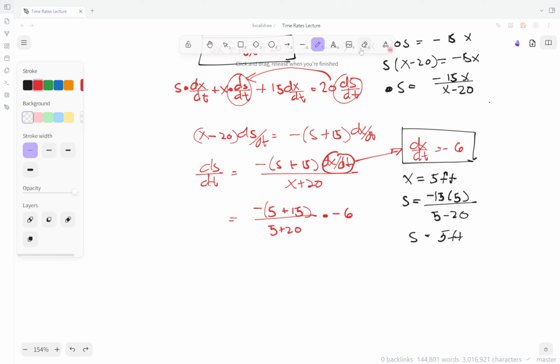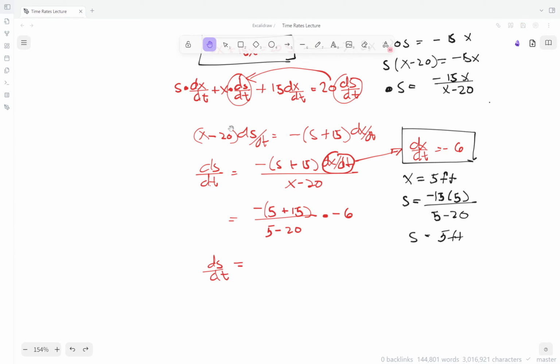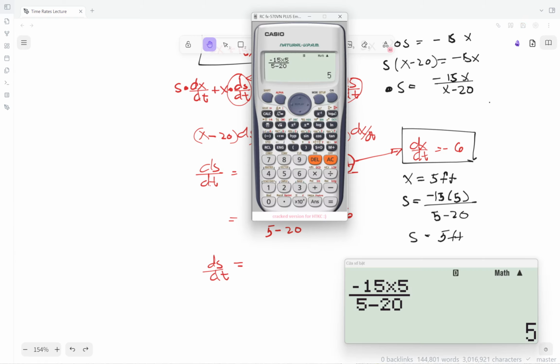So let's just correct our mistake before solving for the final answer. Okay, so now let me just fix this one. This is minus 20, and it gives us a negative value on the denominator. So we have 5 minus 20. And hopefully that fixes things up, because I cannot know what the other mistakes are if that's not the mistake. Okay, let me open up the calculator again.